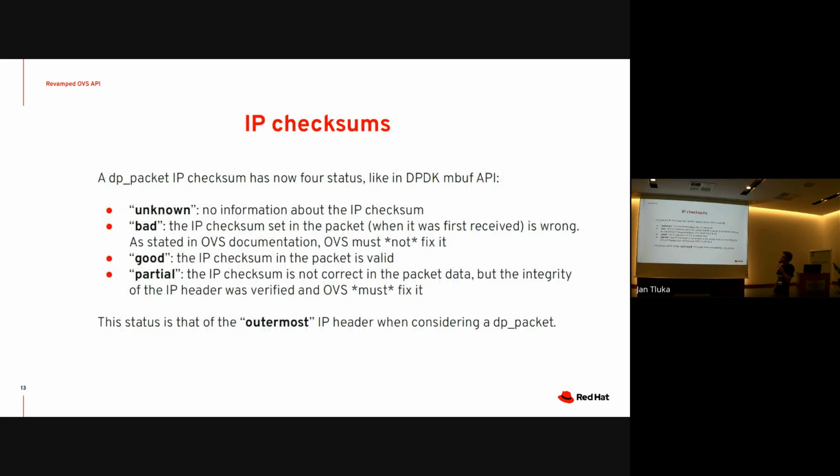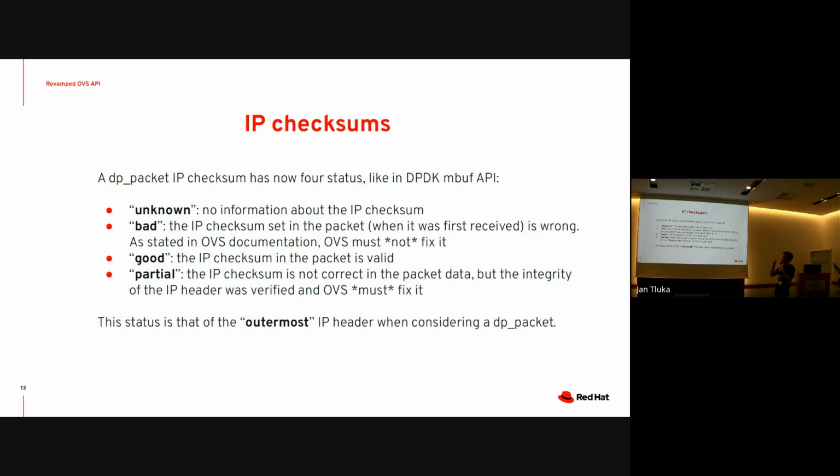On the IP checksum side, I kind of took the same approach as DPDK, but in the end, it was already the case in OVS before the changes. So there are 4 statuses. The first one is the unknown status. It's simple: if a driver is not able to tell, it's for OVS to check, if anything. The second status is bad. When a packet is received, if you know that the status is bad, it's better for OVS because there is no need to check it.